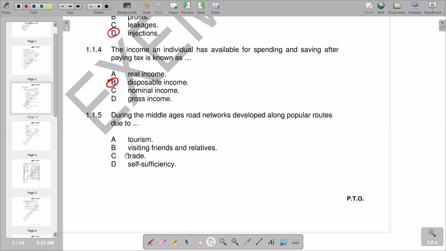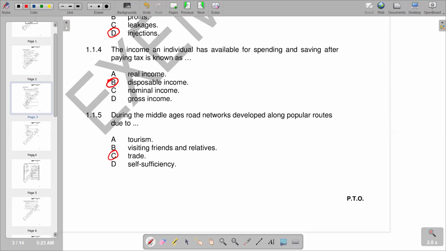Remember, trade describes the exchange of goods and services between parties. So for those goods and services to be transported from one point to the other, there should be a network of roads. So we have got trade as the appropriate, the correct response that we have there. So we have got trade, which is C.